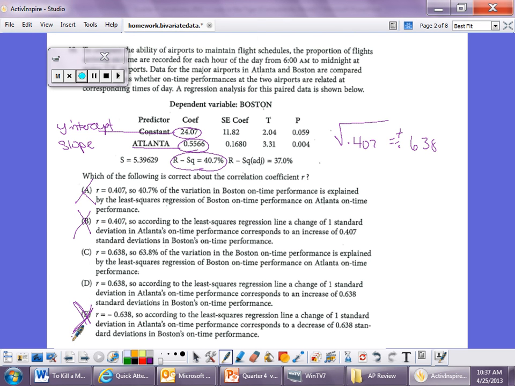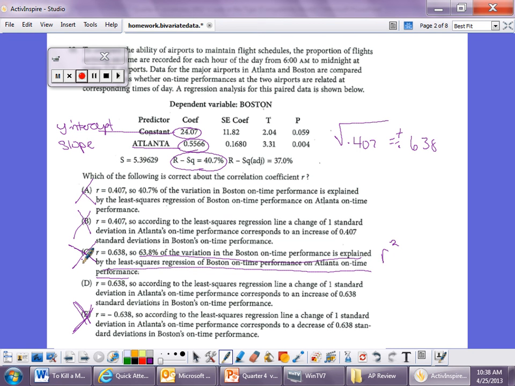Statement C says, because r is 0.638, so 63.8% of the variation in the Boston on-time performance is explained by the least squares regression of the Boston on-time performance on Atlanta. They are giving me the interpretation not of r, but of r squared. That is the interpretation for r squared. They're giving me r value and then interpretation of r squared. That is not correct. Letter D, let's hope it's correct because it's the only one I haven't found something wrong with. Letter D, r equals 0.638.